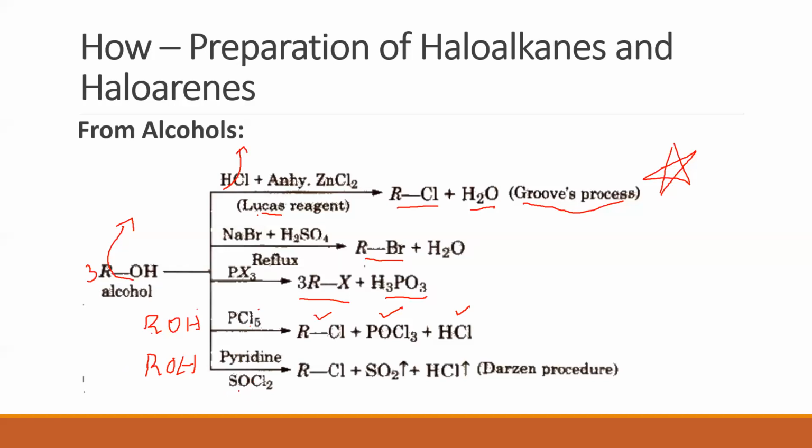SO will take away this oxygen to go out as what? SO2. Then this hydrogen will take away one of the chlorine atoms to go out as what? HCl. Now what is remaining here? R. What is remaining here? Cl. They come together to form RCl.